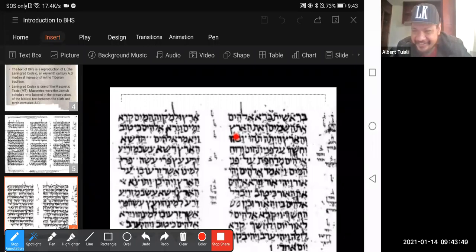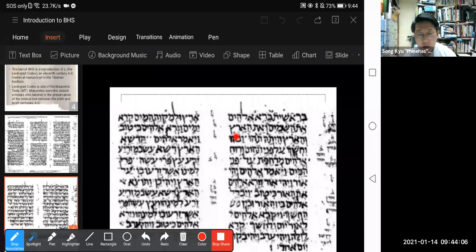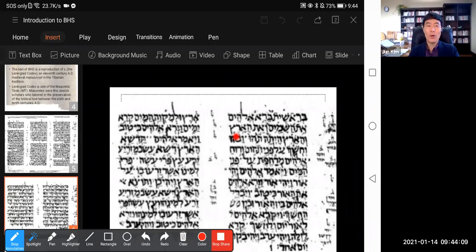Leningrad Codex. What is it? Bereshit, in the beginning; bara, he created; Elohim, God; et, what? Ha-shamayim, the sky, heaven, and et ha'aretz, the earth.